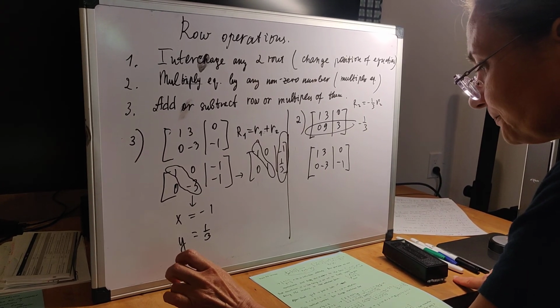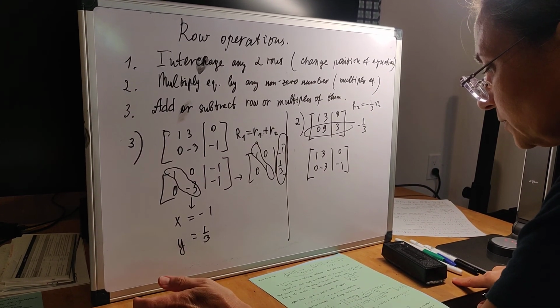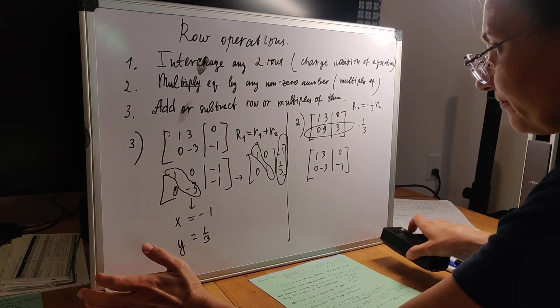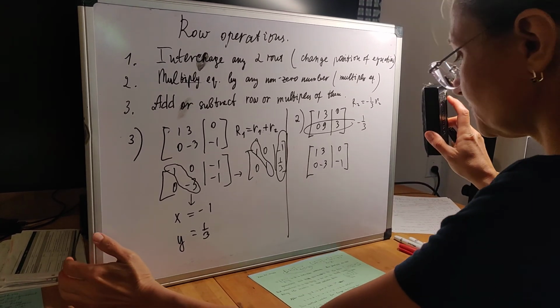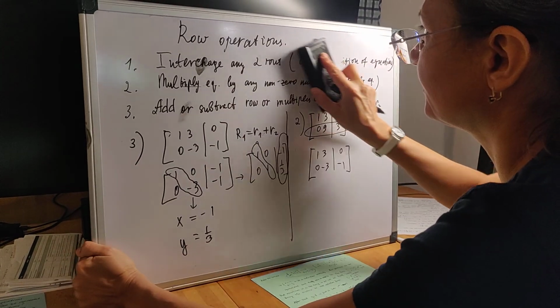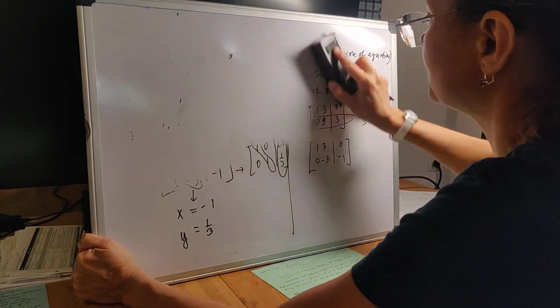Well, maybe I'll just explain the next thing. Let's erase everything. Row operations are going to take too much space on the board.